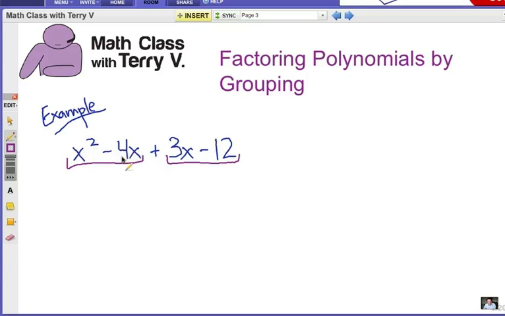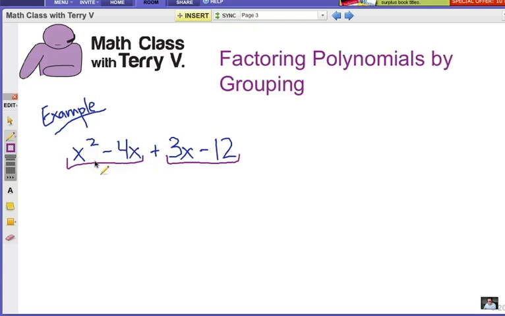Now, I know that the negative 4x and the positive 3x have the same degree, first degree terms. That's x to the first and x to the first. But here we have x squared and x to the first, and this is a constant. Okay? Basically, the trick is putting the terms in order according to their degree, and then see if you can find a common factor. Now look at x squared minus 4x.